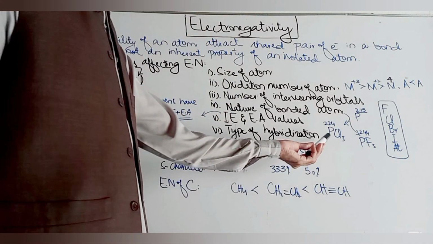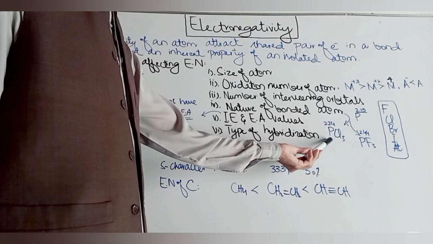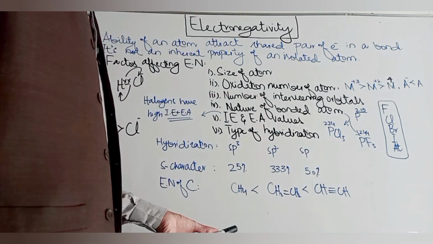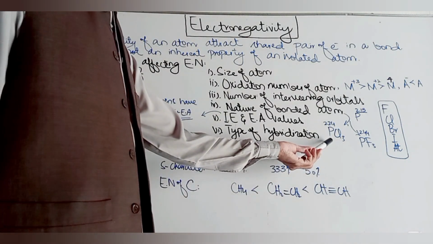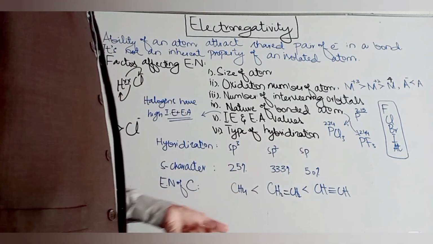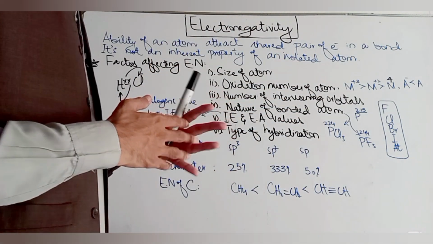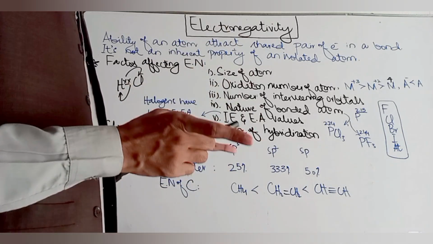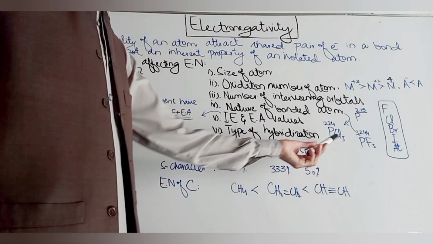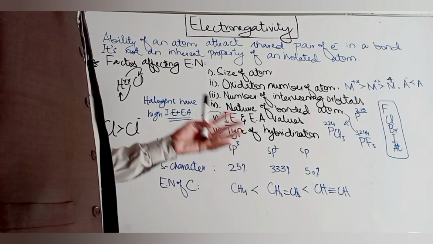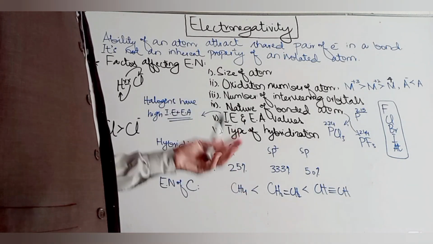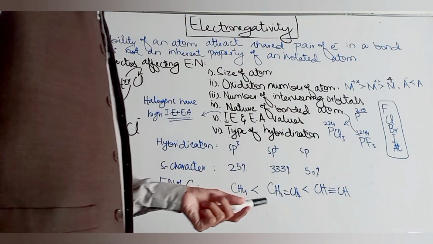So why is the electronegativity of phosphorus different in PCl3 and in PF3? Because phosphorus is the same. What's changing? The bonded or linked atoms are changing in the molecule. So the electronegativity value is also changing. The higher the electronegativity value of the bonded atom or linked atom, the greater would be the electronegativity of the central atom.